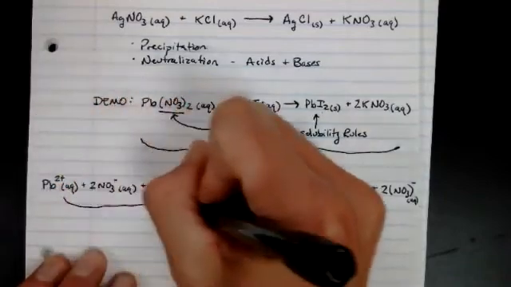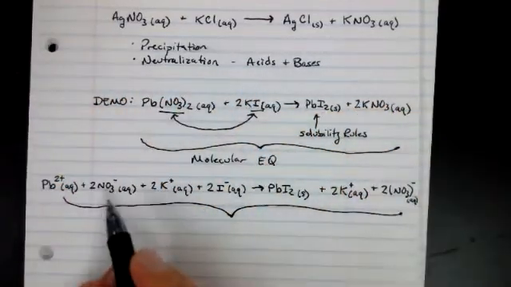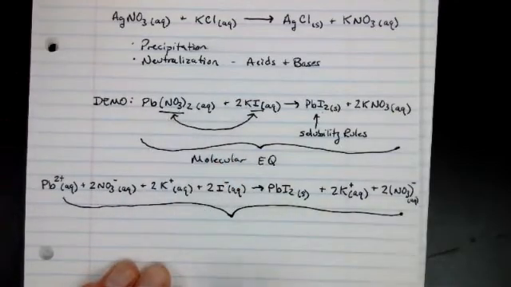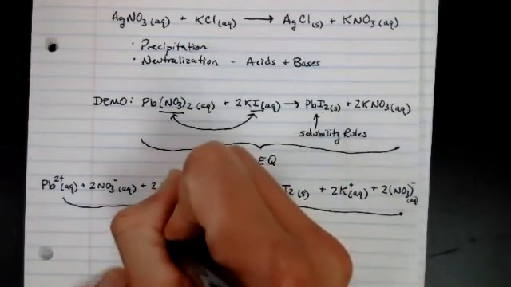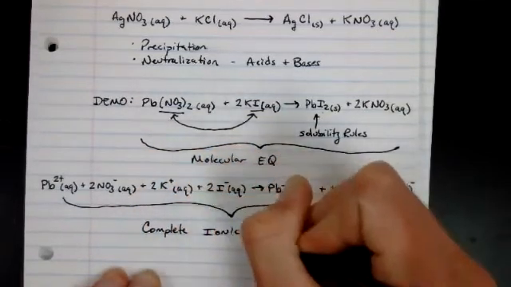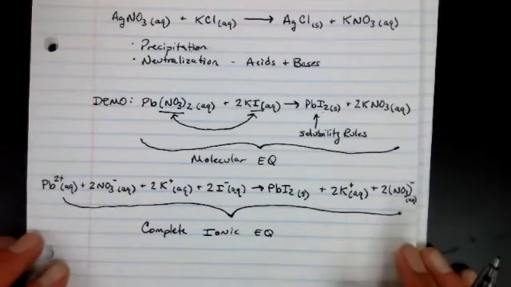This type of an equation that we have written, where we show the ionic nature of our compounds in solution, is called a complete ionic equation. Okay? Complete ionic equation. It shows all the soluble, strong electrolytes as ions. Okay? We've broken them all down into ions.